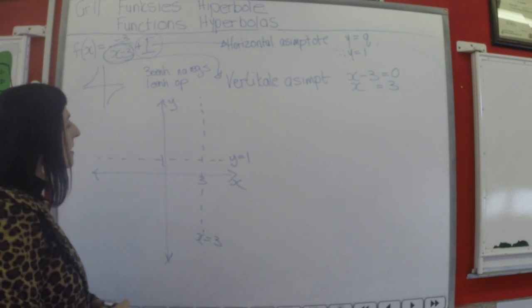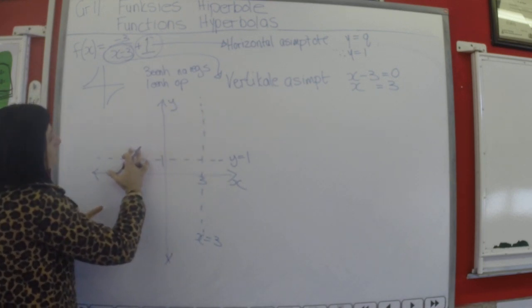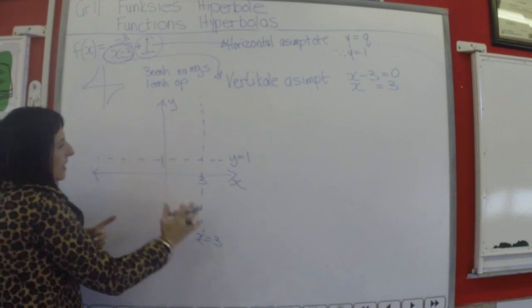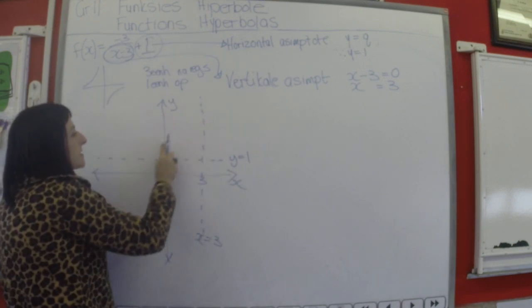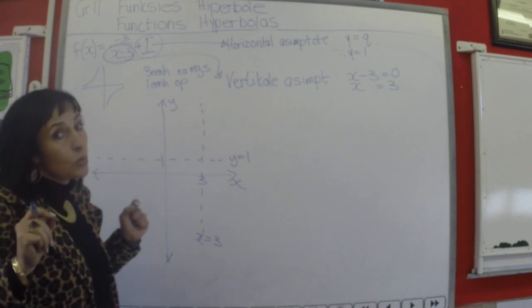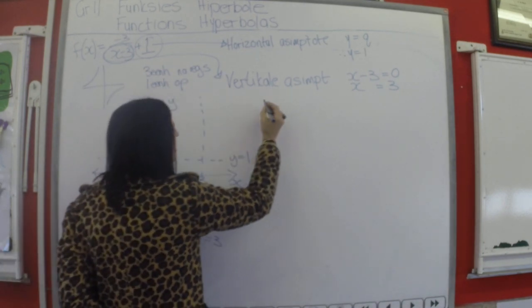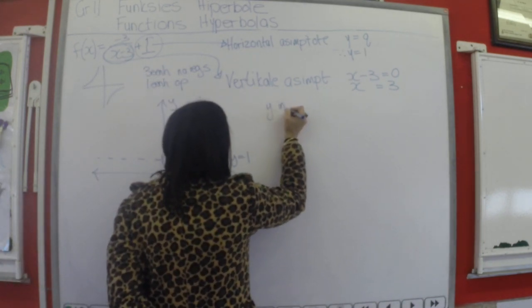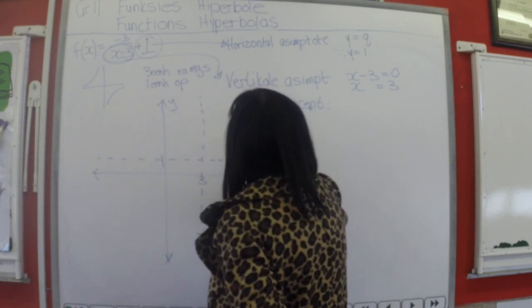Okay. So now I know, this guy is a negative. So hy gaan hier lê, en hy gaan daar lê. So hy gaan die y-as sny, and it's going to go through the x-axis. So we're going to work out the y and the x-intercept. So let's start with the y-intercept. Y-intercept, what do we do? We make x 0.